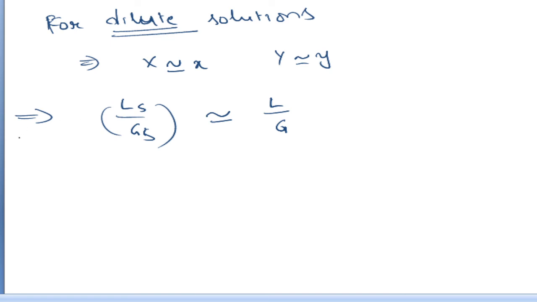So these are like operating lines for absorption, counter current absorption.